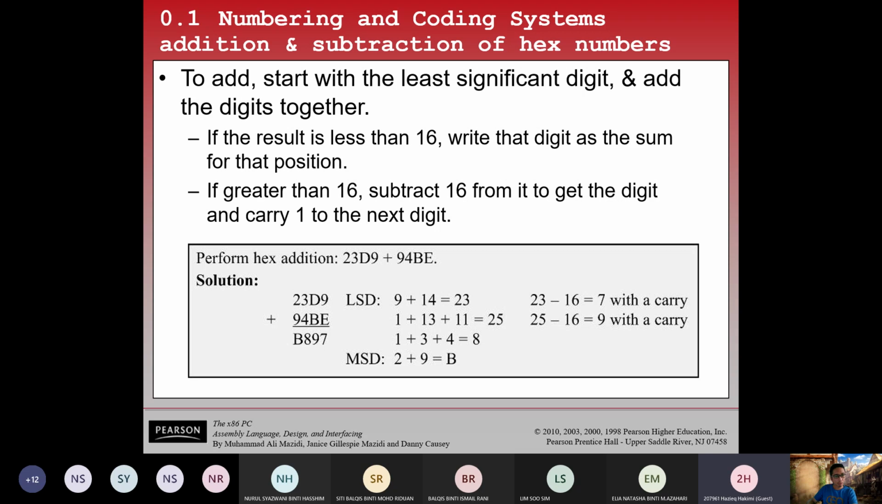Okay, so once you put 9 over there, then you also carry 1, right, over there. Okay, you have 7, 8. So 8 now is okay because it's less than 16. And then 2 plus 9, it is 11. So it is B. So this is the result for the addition of the hex numbers.